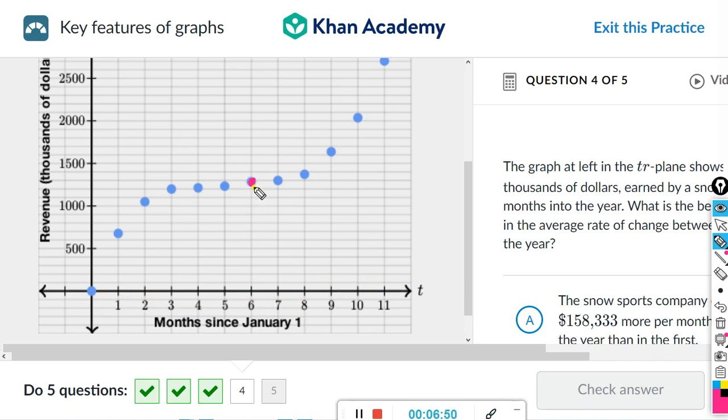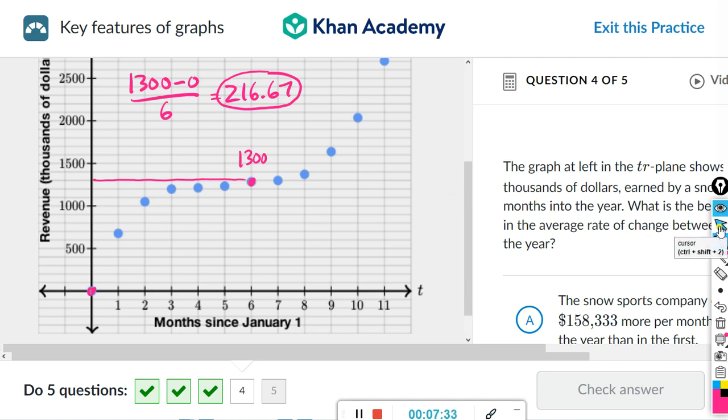Okay, so this number here is at 1300. Okay, this is at 1300. And this number here is at 0. So over 6 months, it changed by 1300 minus 0. All right, 1300 minus 0 divided by 6. I get 216.67. Okay, that's the average rate of change for the first 6 months.